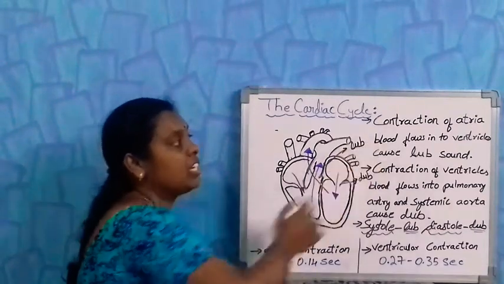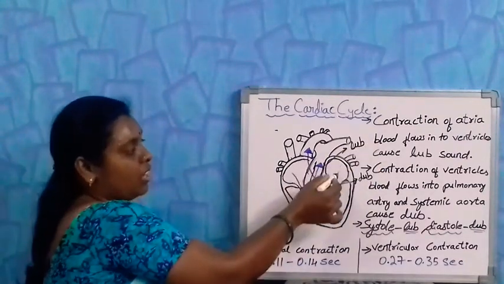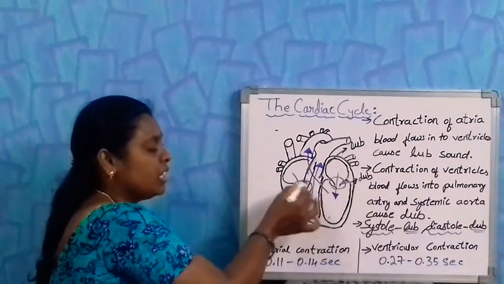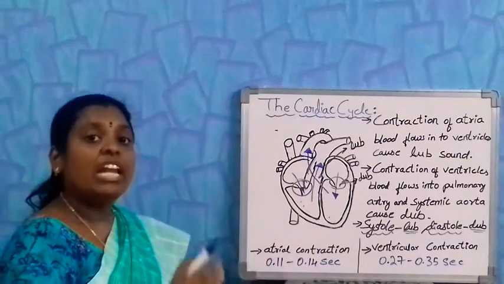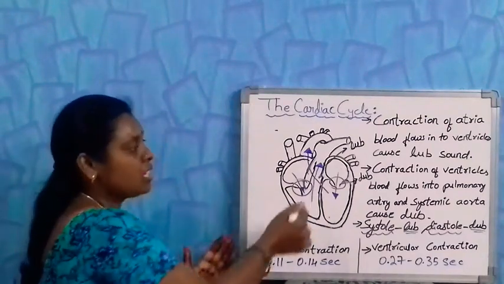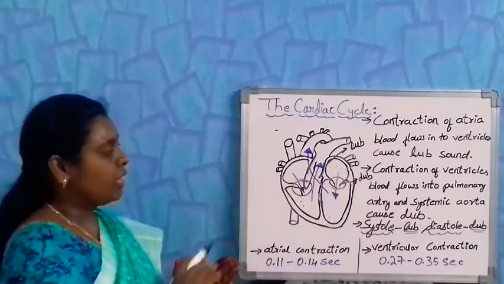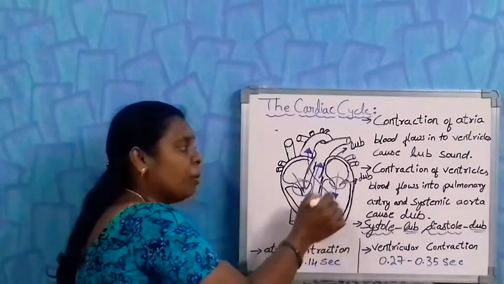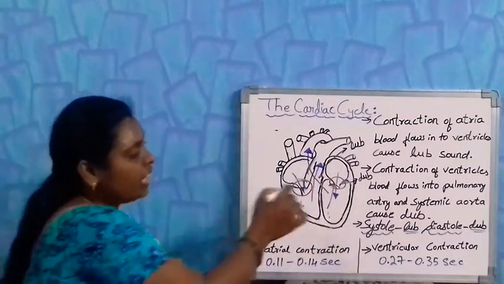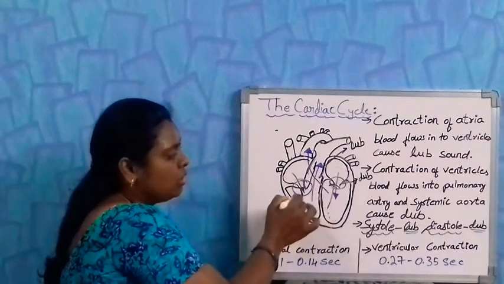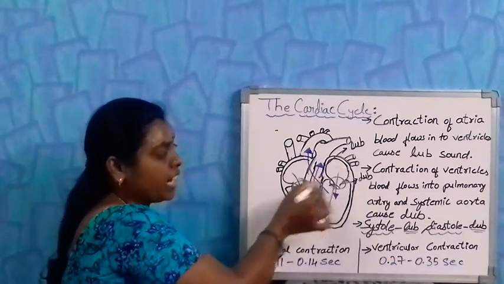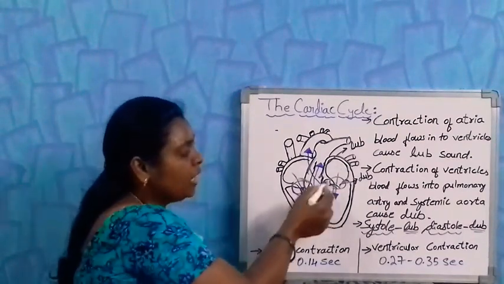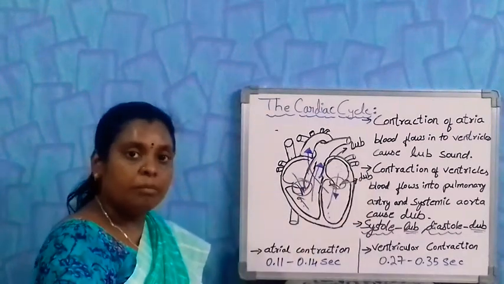So when the auricles are contracted, the blood enters from the atria to the ventricles. Automatically the valves present between them will close. Why? To prevent the backward flow. Again, when the ventricles contract, the blood may flow back into the auricles. That's why these two valves, the bicuspid and tricuspid valves, help to prevent that flow. At that time, you may hear a sound called dub.